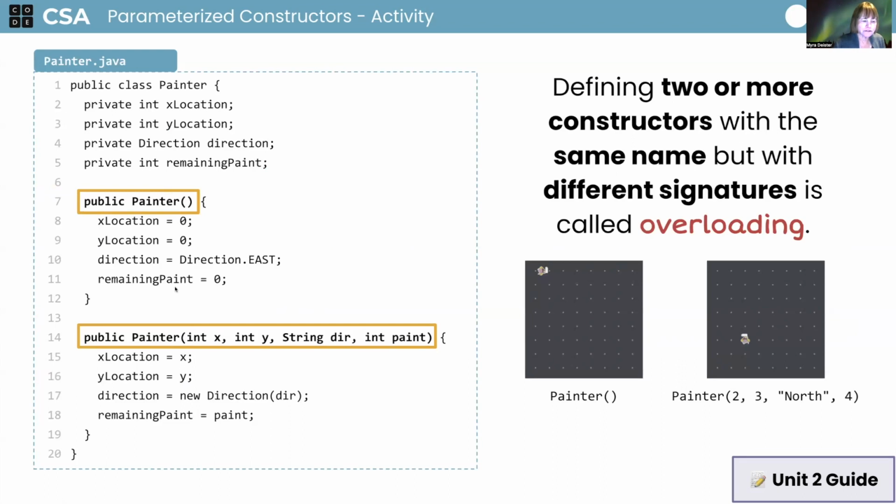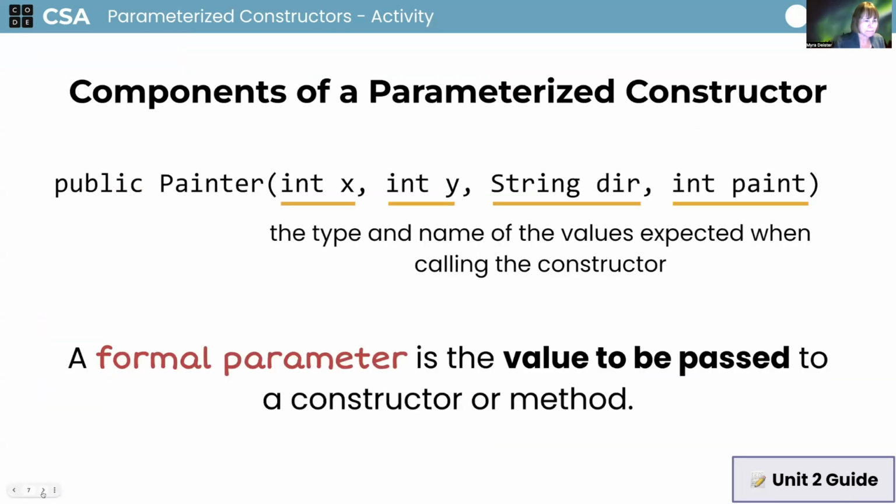This is an example of overloaded constructors. You have one constructor with no parameters and another constructor with 4 parameters. The parts of a parameterized constructor are obviously the access specifier, the name of the constructor, and then each of the parameters. Notice that each of them, even if they're the same type, have to have their data type specified along with their variable name.